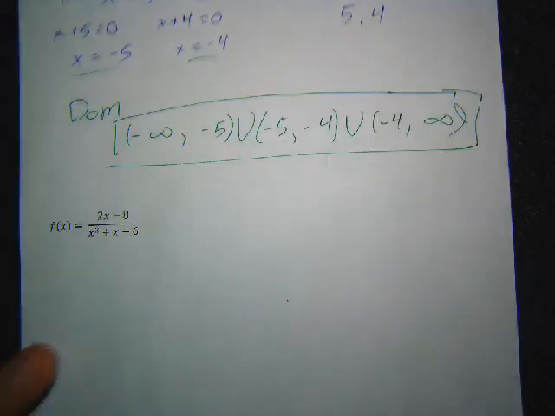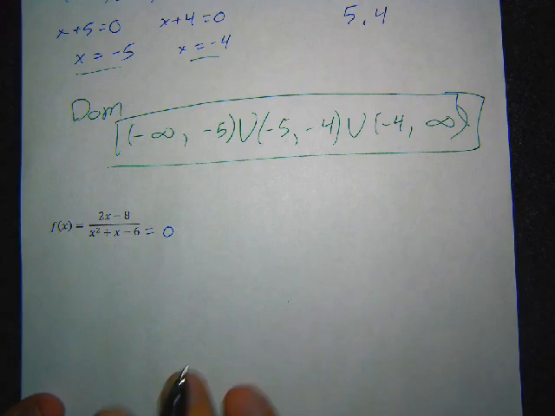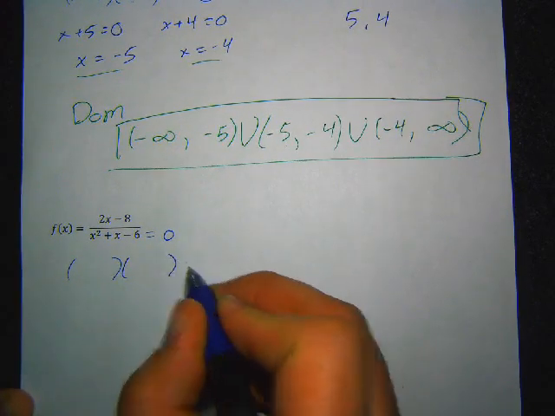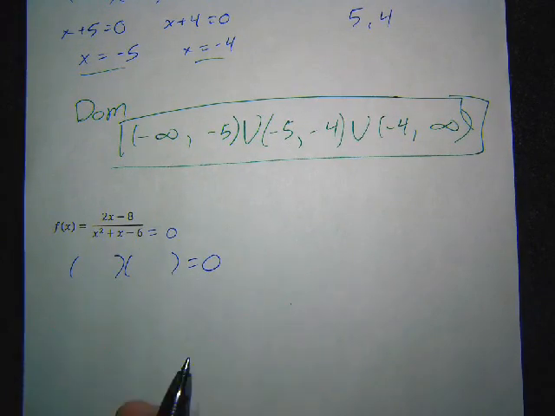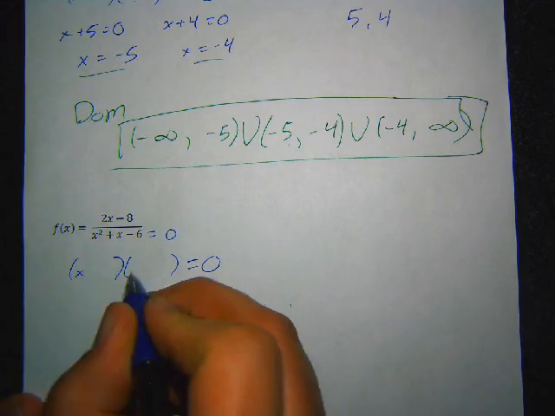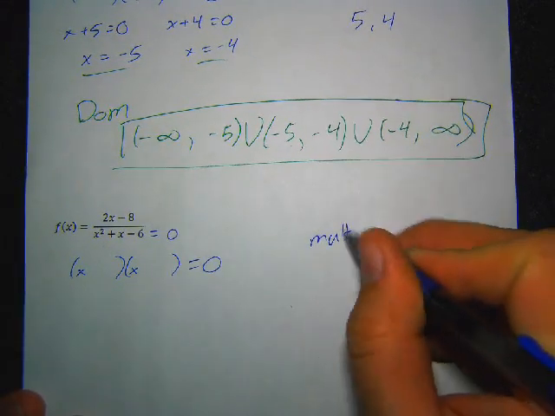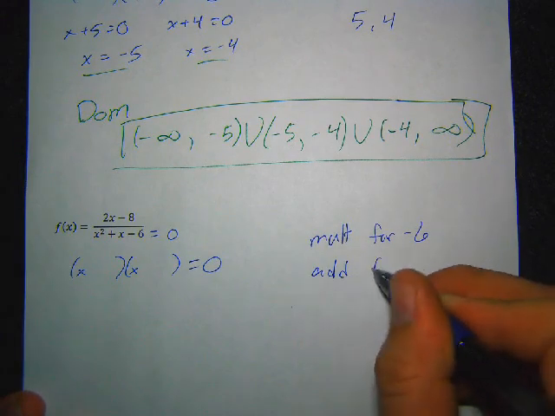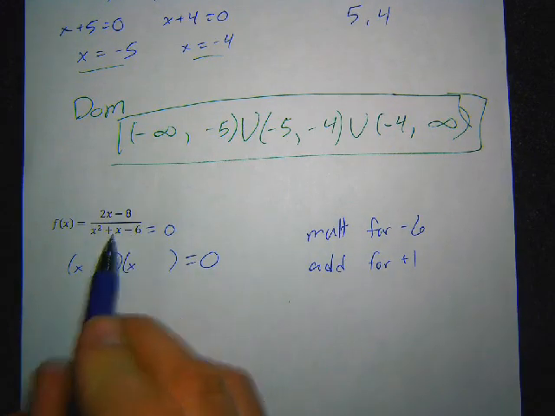Okay, let's try the next one. Here again, I've got a fraction, so I'm worried about the bottom equaling 0. Again, it's a quadratic like this. I'm going to have to factor it. A little bit of factoring here to try to figure out what makes that equal 0. So to factor this, again, x times x gives me x squared. I need to multiply for -6. I need to add +1. Multiply for the last number, add for the middle.